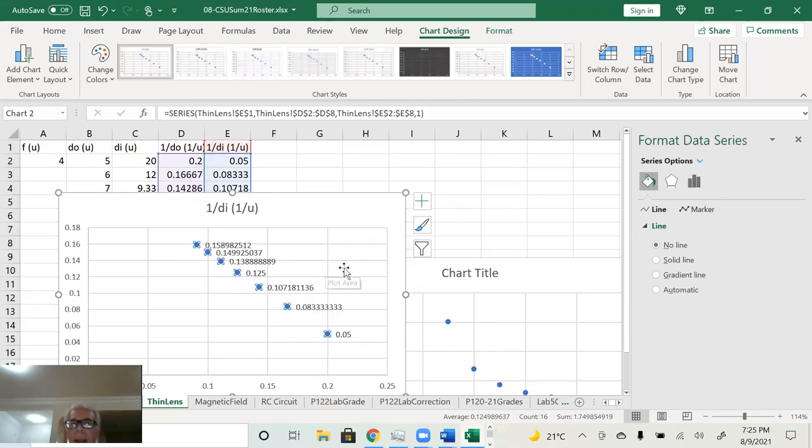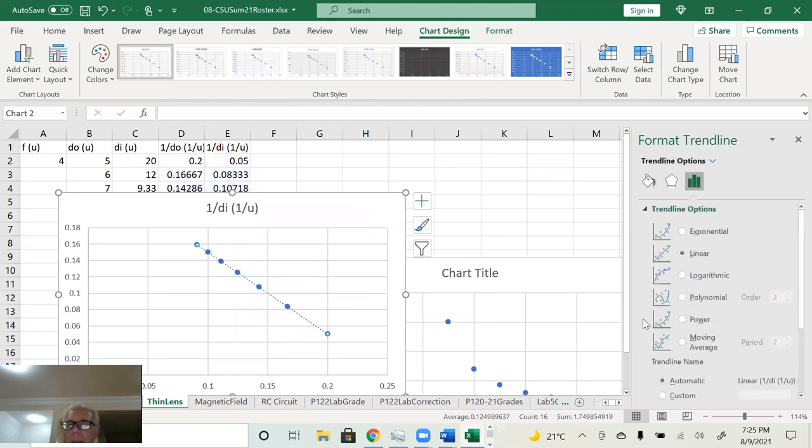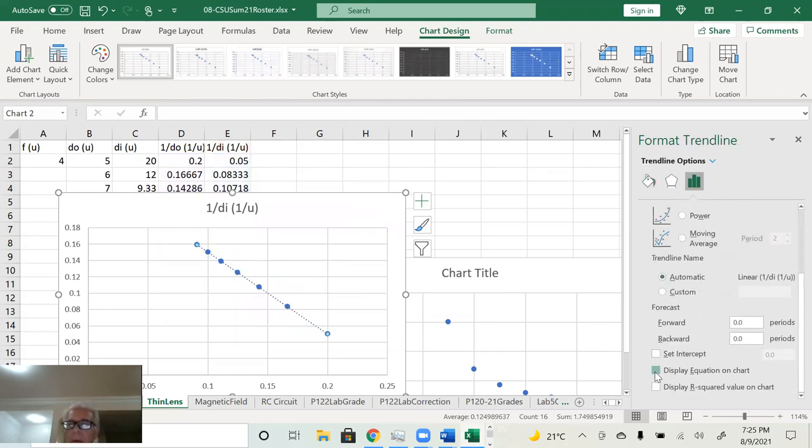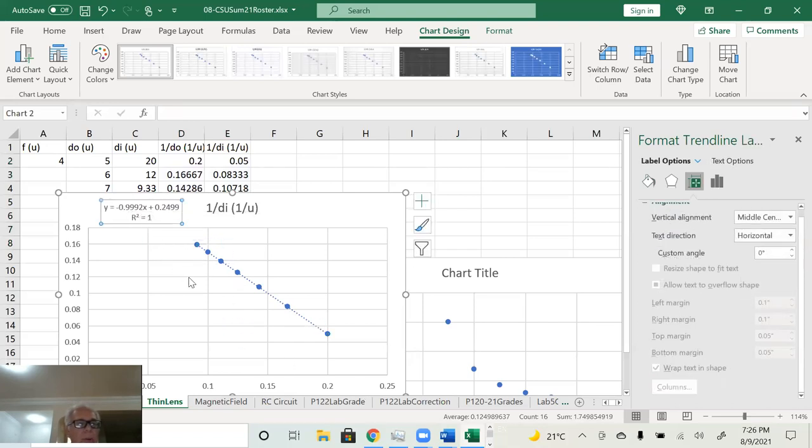Let's put the trend line. Oh no, not what I want. Add trend line. Display equation on chart. Here you go. Here's the equation. Here y is 1/di, and x is 1/do. You have this slope that's almost -1. See that? -0.992. And this intercept is almost 0.25, which is 1/4. Okay?